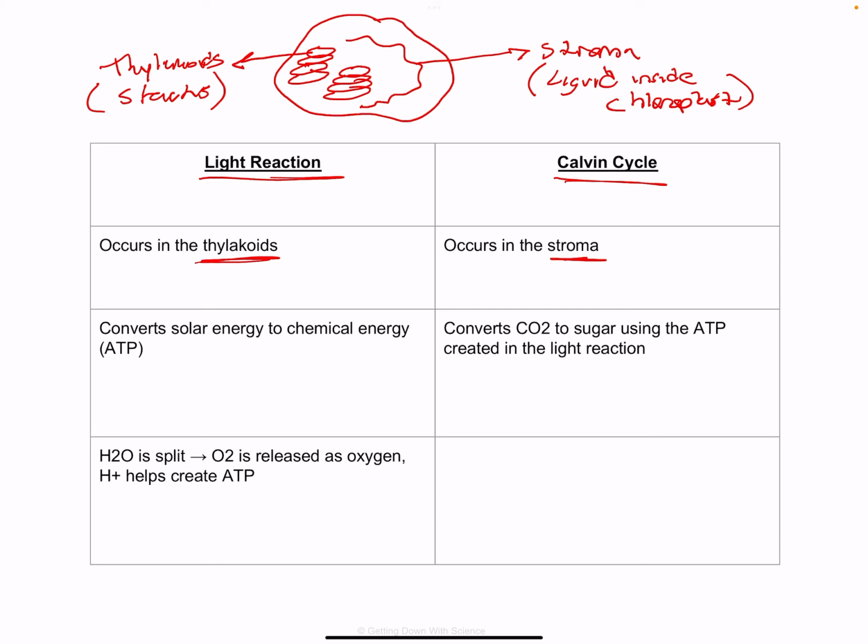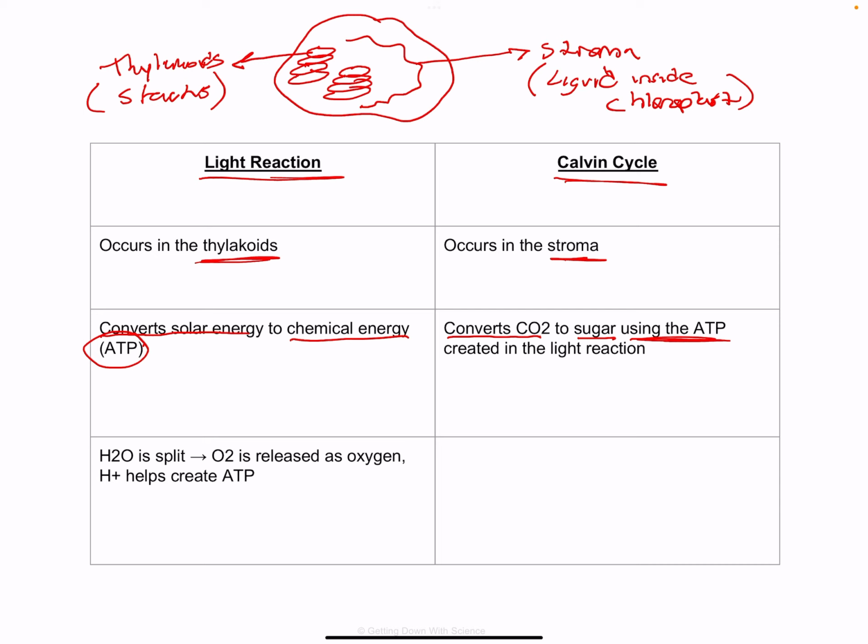Overall, everybody, the photosynthesis process occurs in the chloroplast. But when we break it down into the two cycles, they happen in different parts of the chloroplast. Thylakoids for the light reaction, stroma for the Calvin cycle. Also, the light reaction is going to convert solar energy to chemical energy. And as we just said on the last slide, the chemical energy is ATP. Please make sure you know that. The Calvin cycle is going to convert CO2 into sugar using the ATP that we just made.